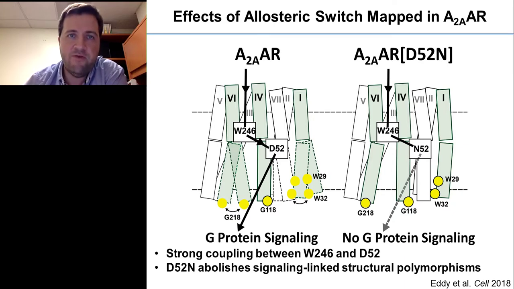For the variant protein D52N, what we see is that this coupling is changed between the toggle switch tryptophan and asparagine 52. This leads to a loss of conformational dynamics at the intracellular surface, and that correlates directly with a loss of signaling activity for the variant protein.